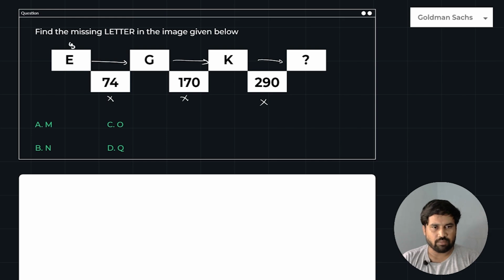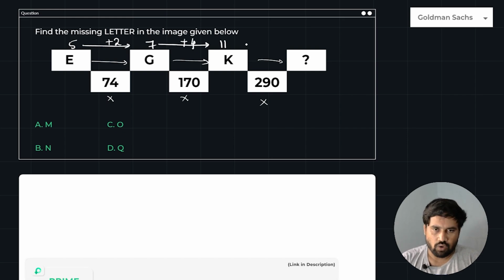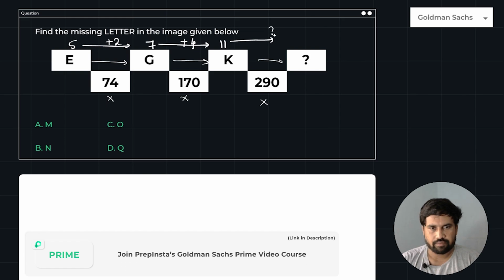E is nothing but 5. Why? Because of alphanumerical values. And G is nothing but 7, and K is nothing but 11. So 5 becomes 7, which is plus 2. And 7 becomes 11, which is how much, guys? Plus 4. Am I right or not? Right. So what will be the next element?